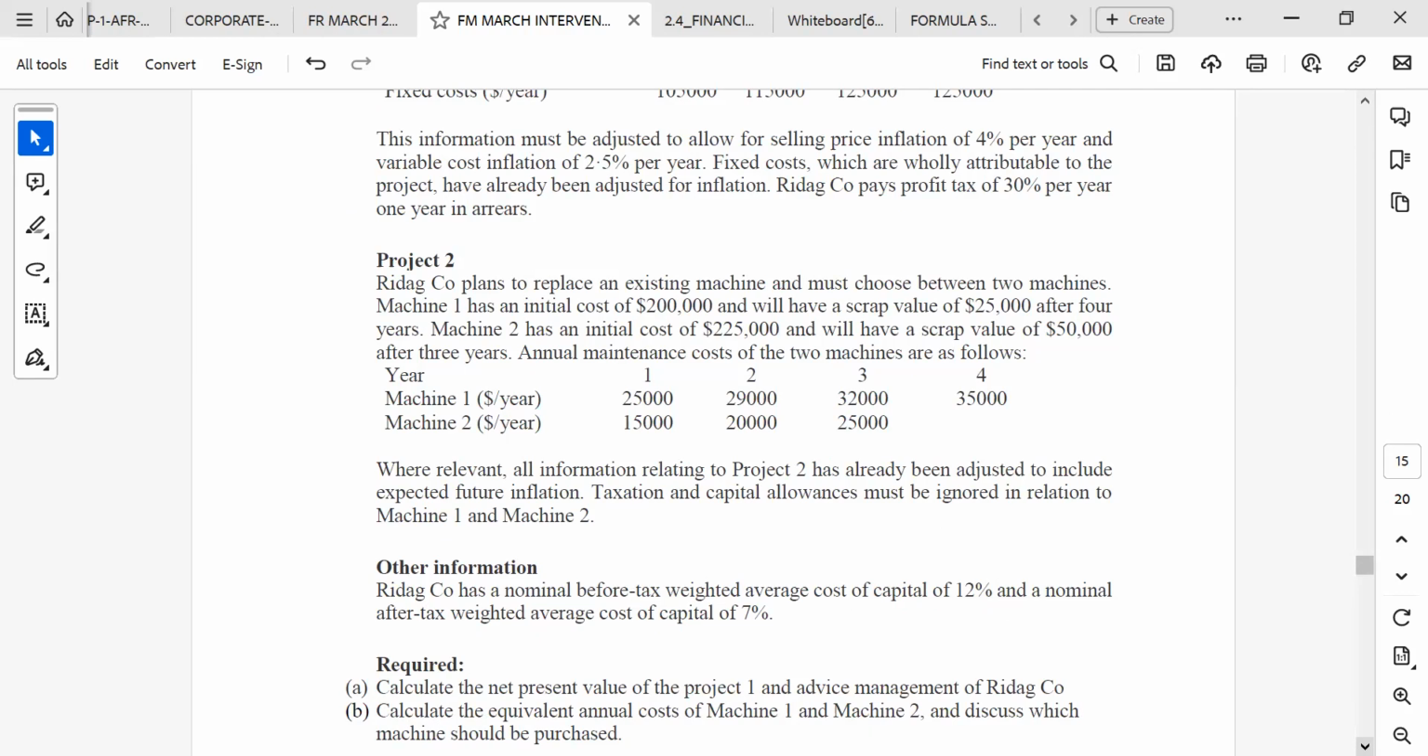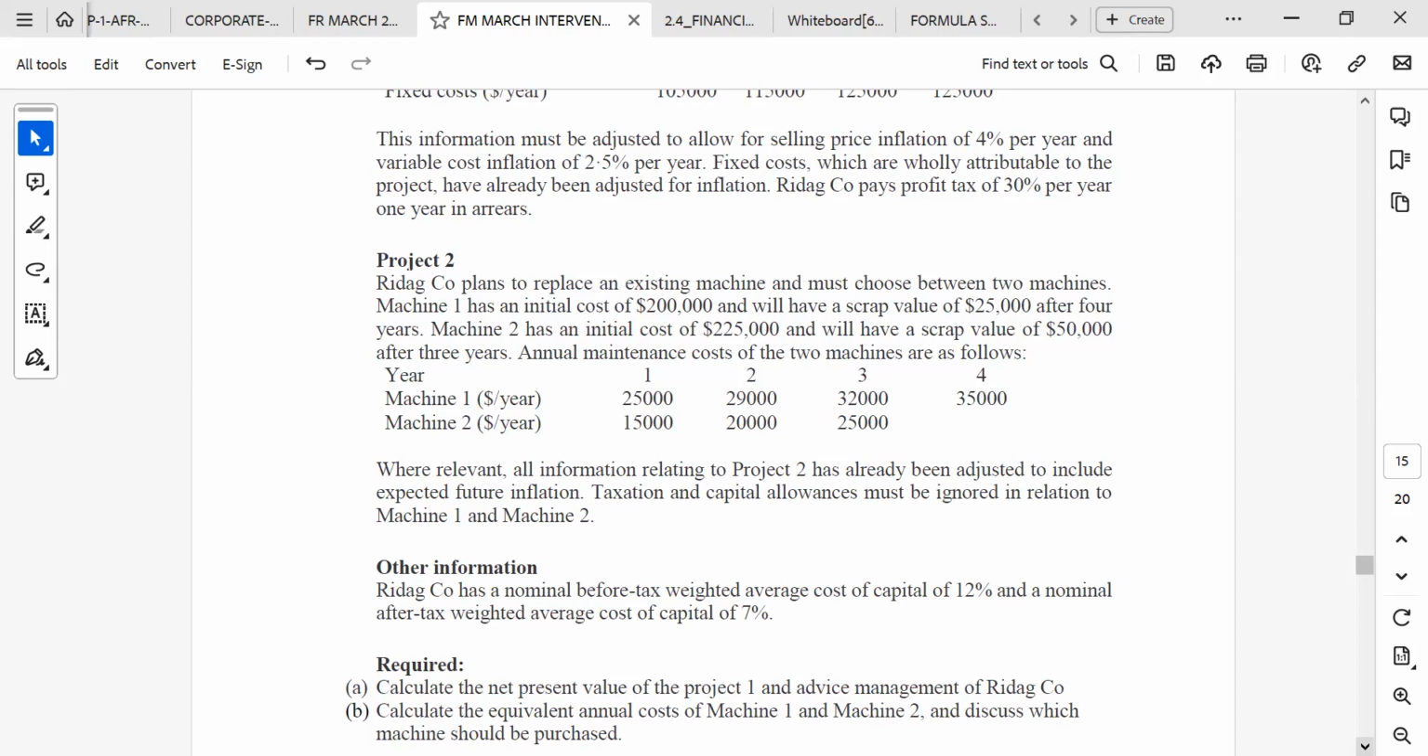The question says that you should ignore what? Capital allowance and taxation. Since the question says you should ignore taxation and capital allowance, we use the before tax cost of capital. But if they say taxation, that is when we use the after tax cost of capital. So whenever they say taxation and those things should be ignored, you use the before tax cost of capital.